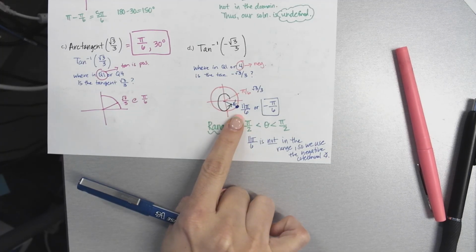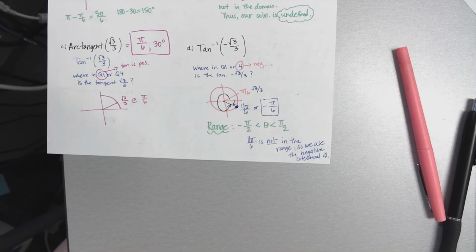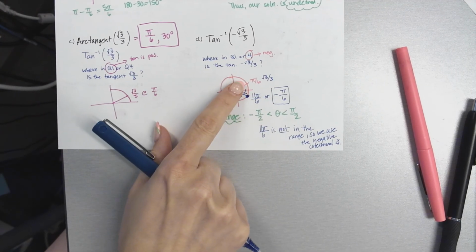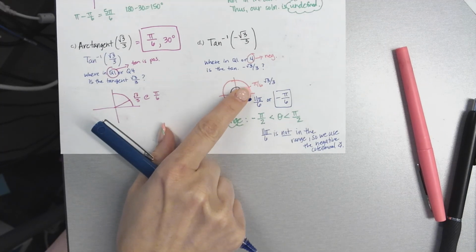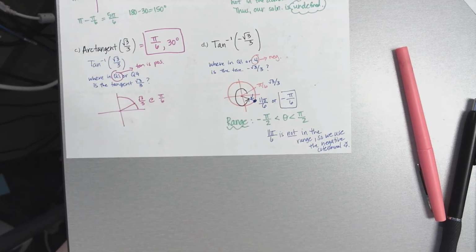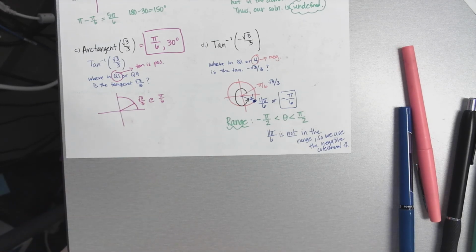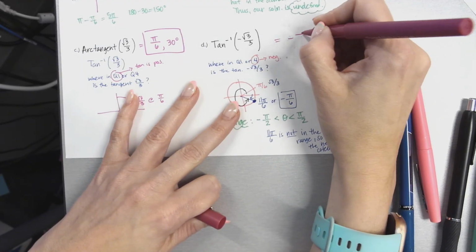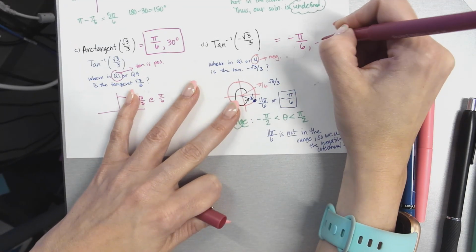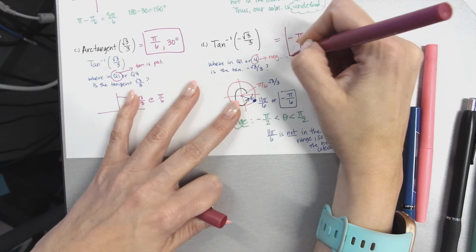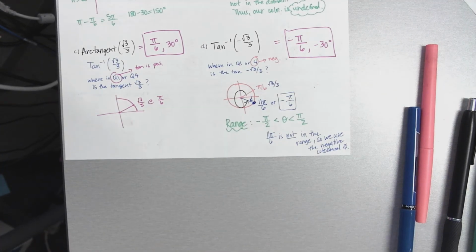So you could just subtract this from 2 pi. Eventually, you're going to get to a place where it's just easier for you to recognize, oh, if this is pi over 6, if I go the same distance, this is just negative pi over 6. And what would that be in degrees? Negative 30. So it's just negative pi over 6, negative 30 degrees. Okay?